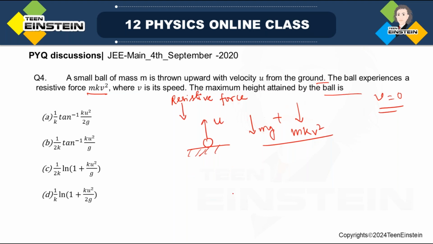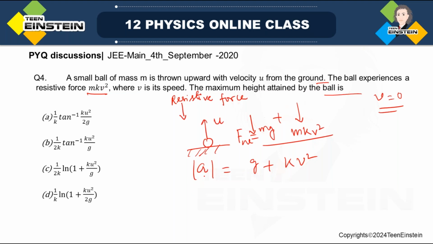Let me then take the situation where the speed is v. At that situation, what is the acceleration? Acceleration, I am taking the modulus of that, is g plus k v square, so this is the total force, net force acting on the object. So the acceleration will be in the negative direction or in the downward direction, but that's why I'm taking the modulus here.